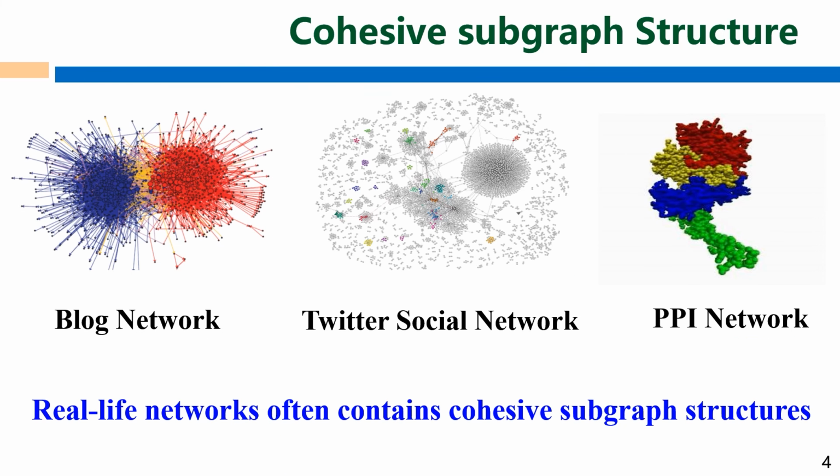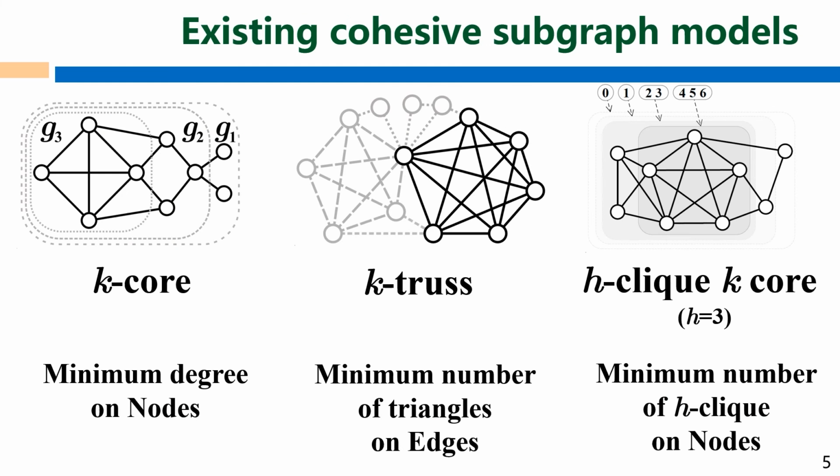Real-world graphs, such as blog networks, Twitter social networks, and biological networks, often consist of cohesive subgraph structures. Mining cohesive subgraphs from a graph is a fundamental problem in network analysis, which has attracted much attention in the database and data mining communities.